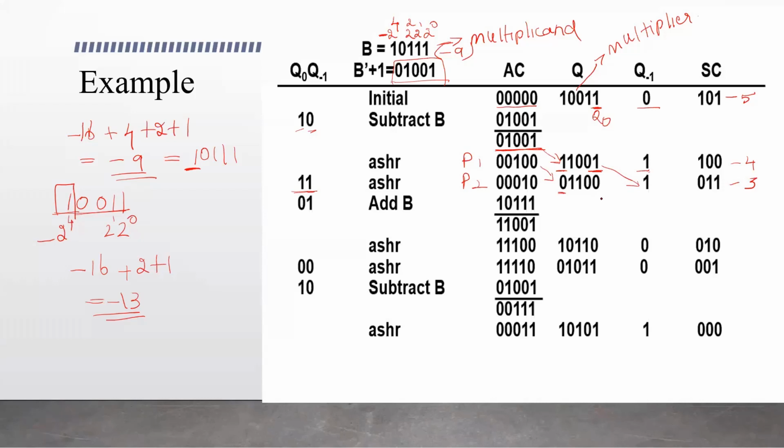Now what is the third step? This is the first step and second. Third step is again check Q0 and Q minus 1. Q0 is 0, Q minus 1 is 1. So when you check 0, 1, upon encountering it, you add B. Directly, we will not take the 2's complement now. We have to just add B to A. So it is 1, 0, 1, 1, 1. When you add, you get this 1, 1, 0, 0, 1.